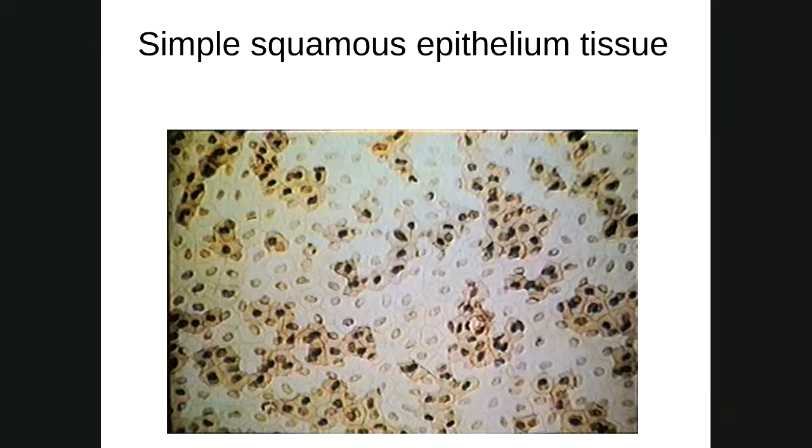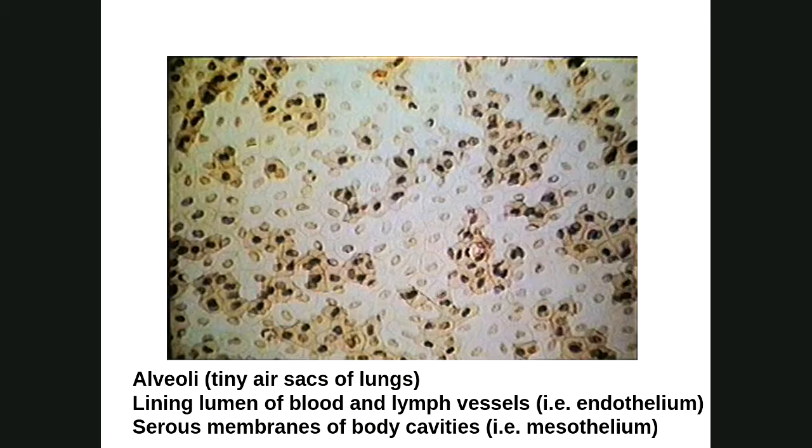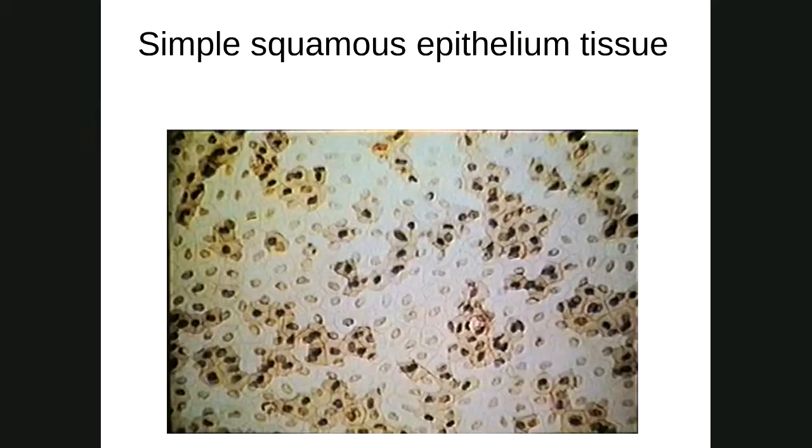Perfect. Here's an example. Here's a lab identification. This next slide would say, where do you find this in the body? And that's where you would write in these responses here, okay? We'll come back to that slide in a second. So first off, here's our simple squamous epithelium, okay? Flattened cells.